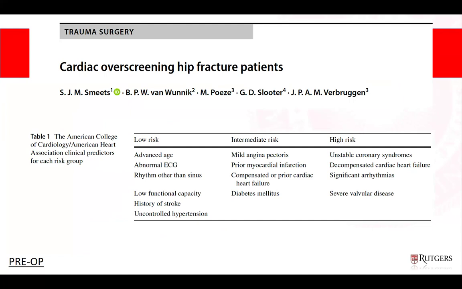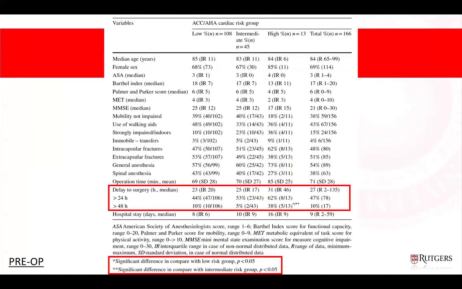I thought this was an interesting study in 2020 out of the Netherlands. It was cardiac overscreening of hip fracture patients. And what they did was they looked at those ACC and AHA clinical predictors, low risk, intermediate risk, and high risk. And you can see how the intermediate and high risk patients kind of progress in terms of their cardiovascular history. And what they did was a chart review on all their patients prospectively and determined which patients had appropriate screening.